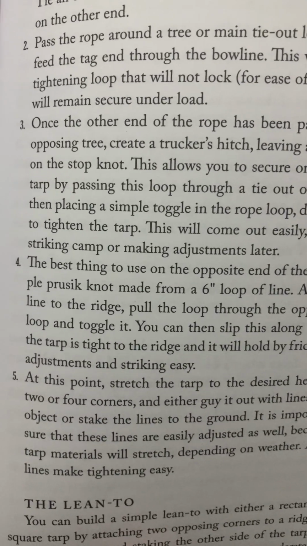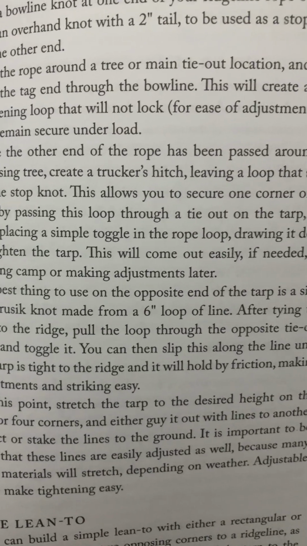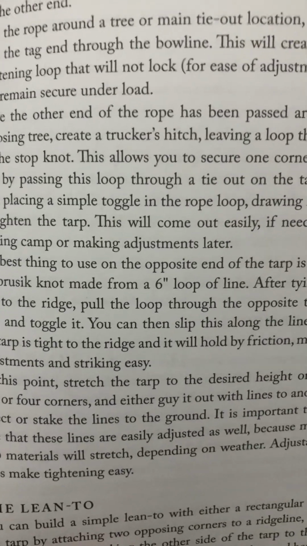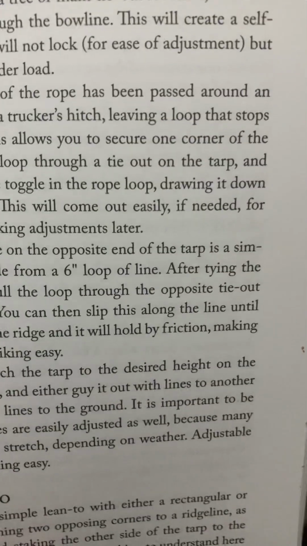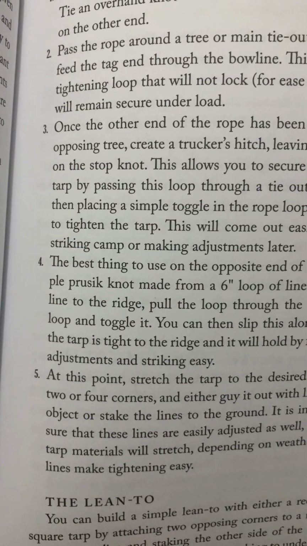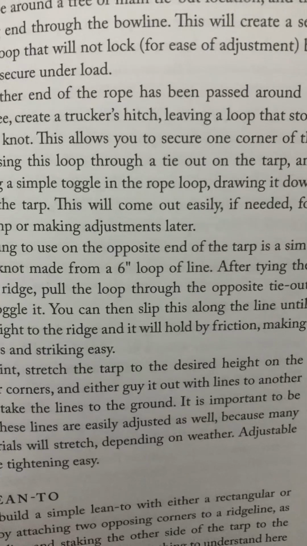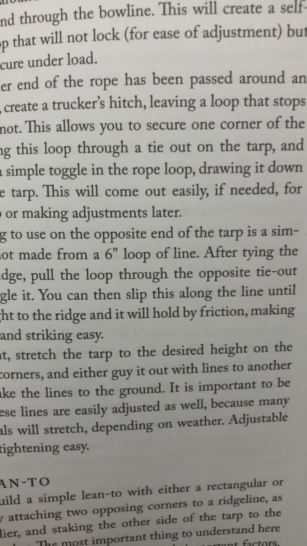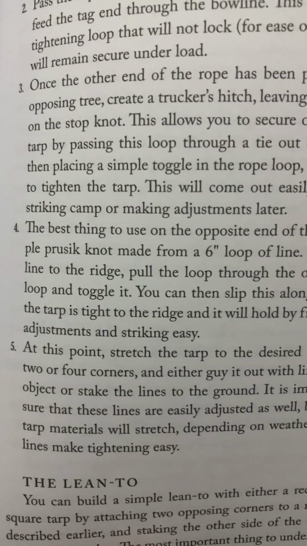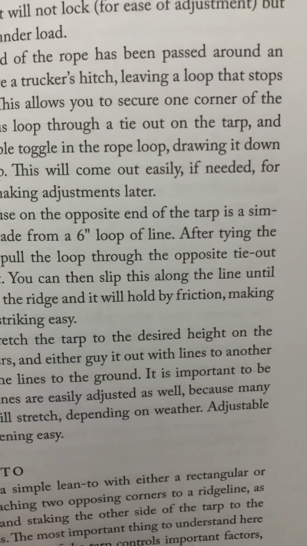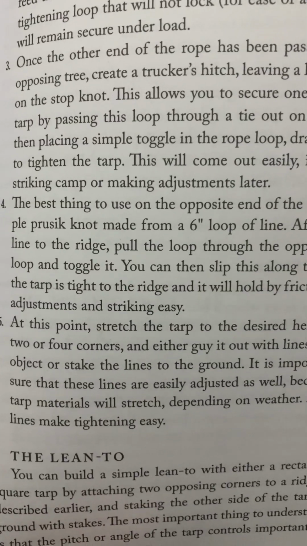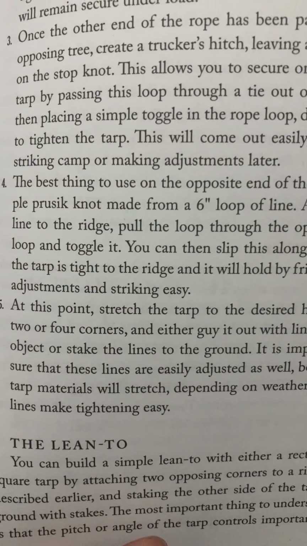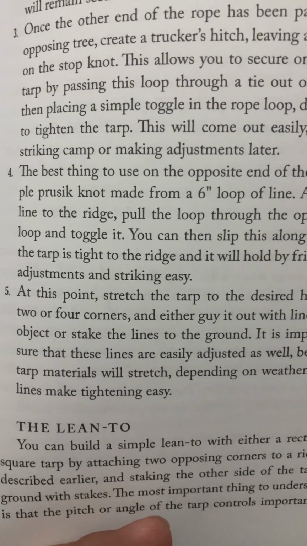Number 3. Once the other end of the rope has been passed around an opposing tree, create a trucker's hitch, leaving a loop that stops on the stop knot. This allows you to secure one corner of the tarp by passing this loop through a tie-out on the tarp, and then placing a simple toggle in the rope loop, drawing it down to tighten the tarp. This will come out easily if needed for striking camp or making adjustments later.